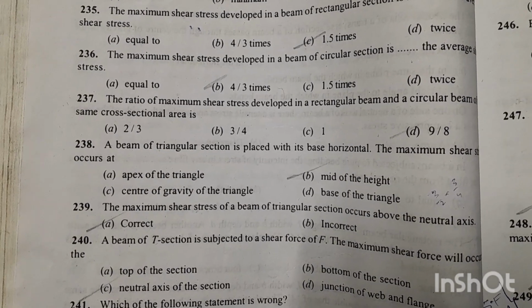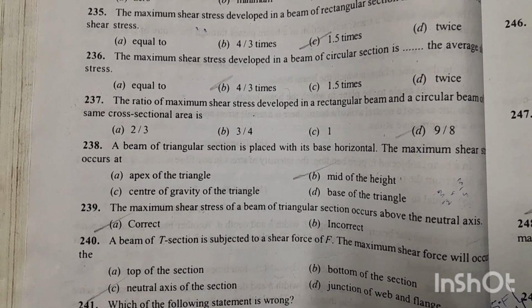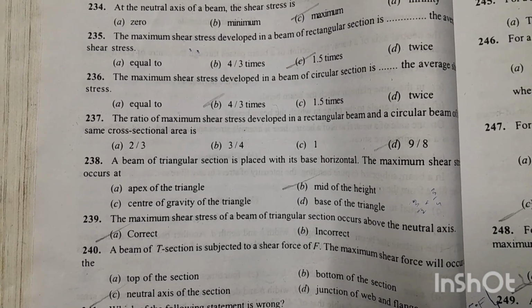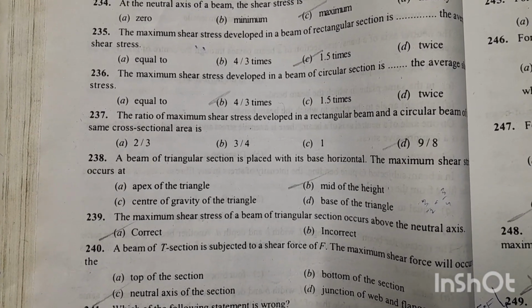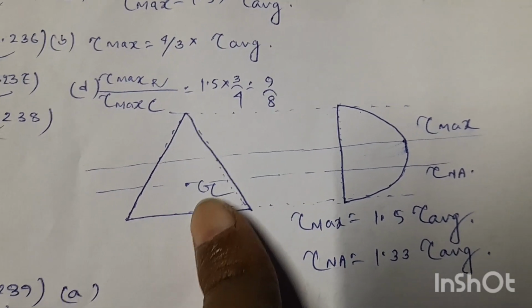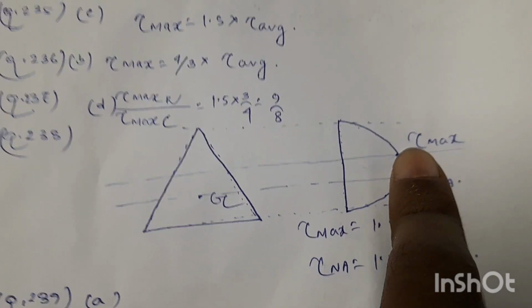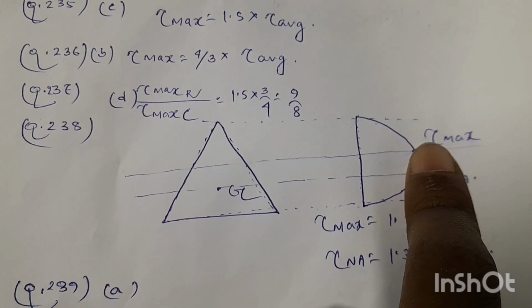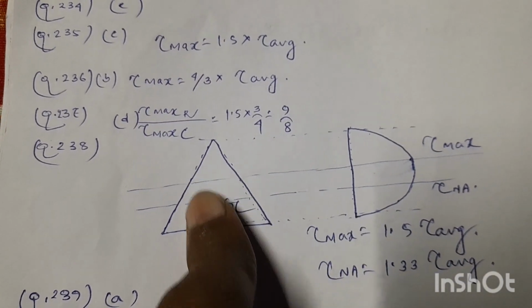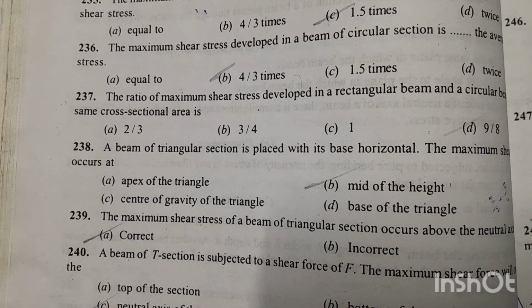Next question 238. A beam of triangular section is placed with its base horizontal. The maximum shear stress occurs at, option B is the right answer, mid of the height. Let me show you the diagram for the triangle. This is the triangle. So in this diagram you can see the maximum shear stress will occur at the mid height of the triangle. So for question number 238, option B is the right answer.